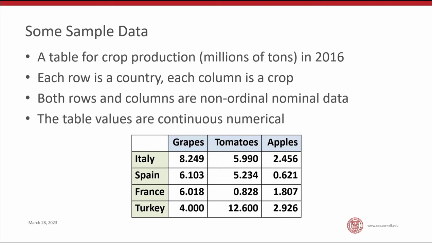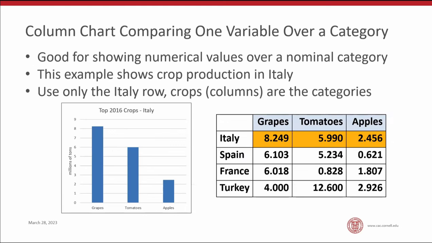So I have a little bit of sample data here that I'm going to work with. This is crop production from 2016. The values are given in millions of tons. You can see that every row is the data for one country, and every column is the data for one type of crop. Just some sample data. It's real data, but it's pretty limited, just for helping us get started here.